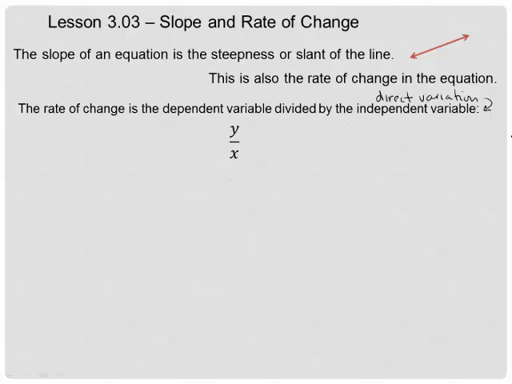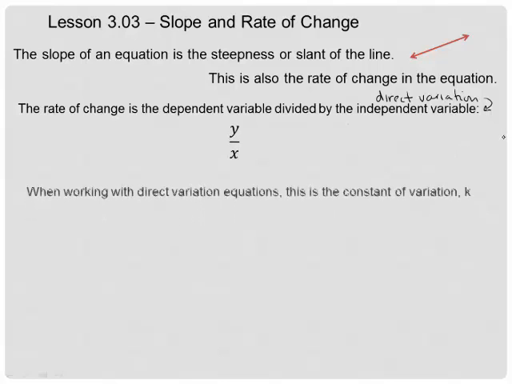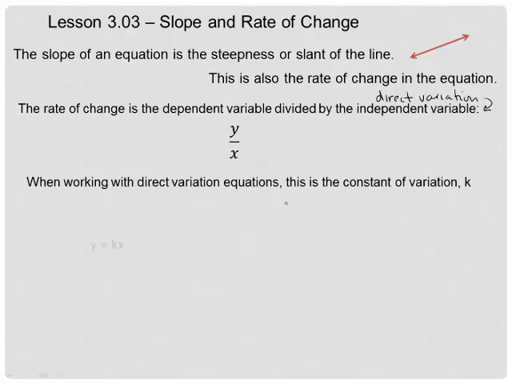So we get y over x. So when we had the direct variation equation, we had an equation of the form y is equal to kx. So k was the rate of change, or the slope, and k can be solved by dividing y by x.